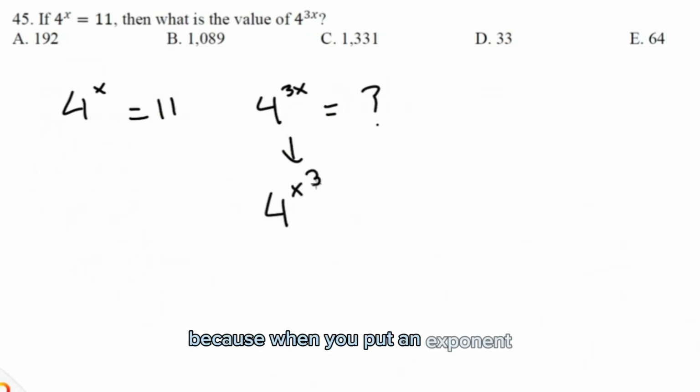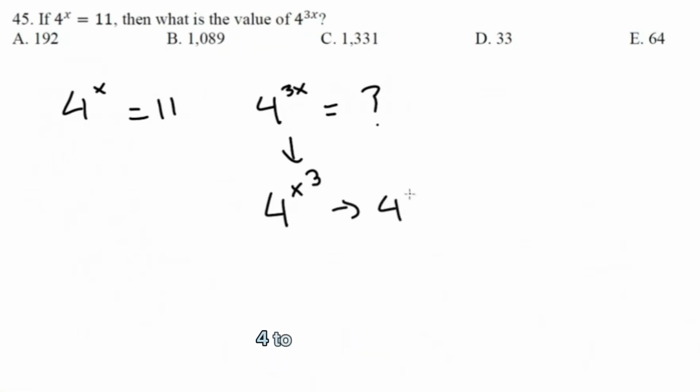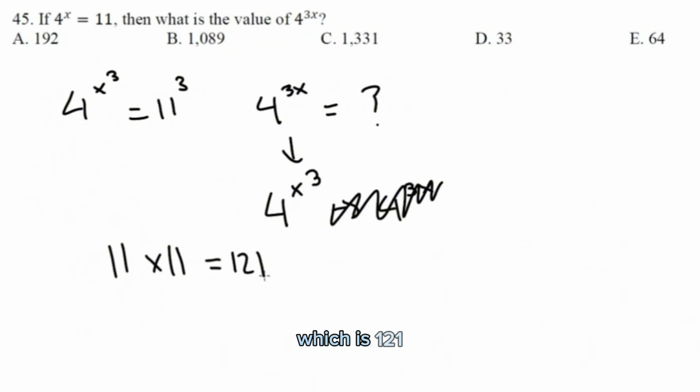Because when you put an exponent to another power, an exponent to an exponent, you're actually just multiplying them. So 4 to the power of x to the power of 3 would just become 4 to the power of 3x. So these are the same things. Now if we just cube 4 to the power of x, we would get the same thing, which means all we have to do is cube the other side as well. So that would just be 11 cubed. We can do that pretty easily. 11 times 11 is 121, and then 121 times 11 is 1,331. And that's your answer.